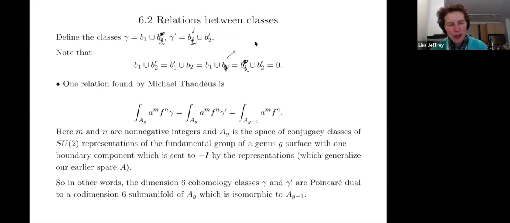So all I wanted to do here was change the notation to something that was a bit more logical. Here I'm identifying 6-dimensional cohomology classes, which are products of the four generators B1, B2, B1 prime, B2 prime. I've chosen two of those, called gamma and gamma prime. Gamma is the product of classes that don't have primes, and gamma prime is the product of B1 prime and B2 prime. All the other choices of products give you 0.